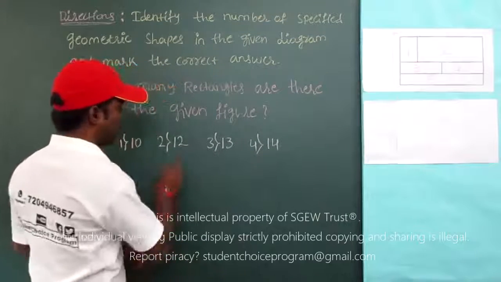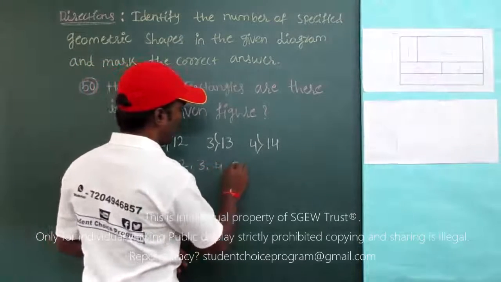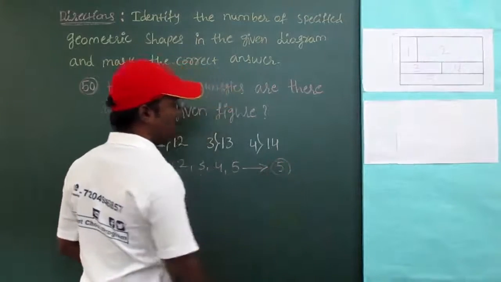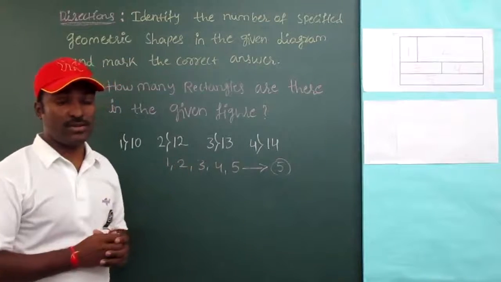So I will write this here. 1, 2, 3, 4, 5. All the small parts are going to give you rectangles. There are a total of 5 rectangles present. Now go for combination of parts.